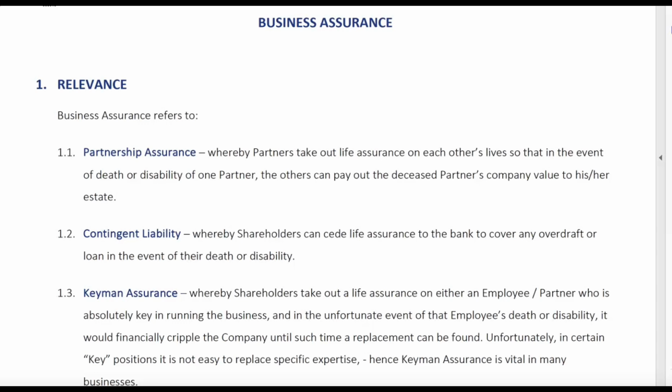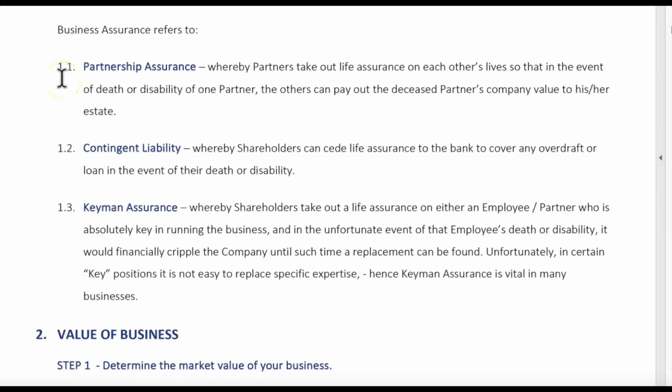Then lastly, you have key man assurance, which is basically where either a shareholder or an employee or director, it doesn't matter who it is, is a key man. Key man says it all. In other words, if that person dies, disappears, or whatever the case may be, in terms of disability, illness, or death, that business is going to go pipe, simply because you need to be able to replace that person. You can't in a hurry, hence you need working capital to carry you through the period it's going to take you to replace that person.